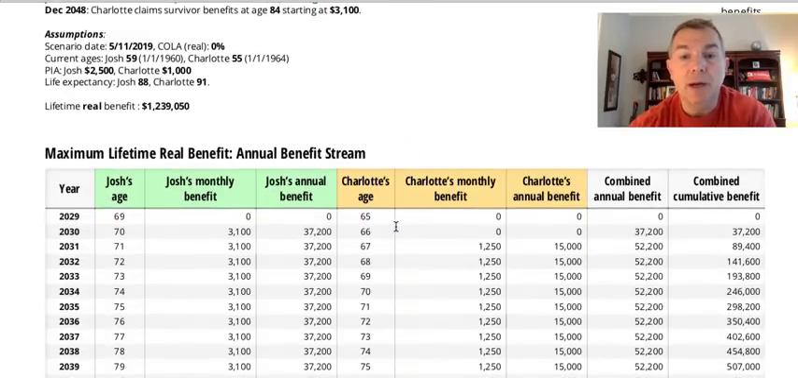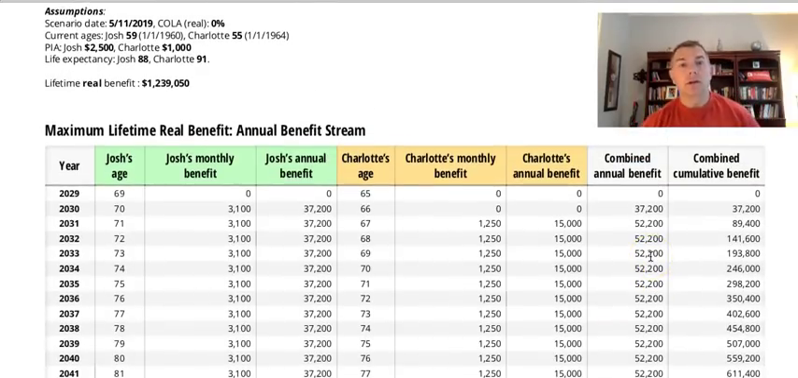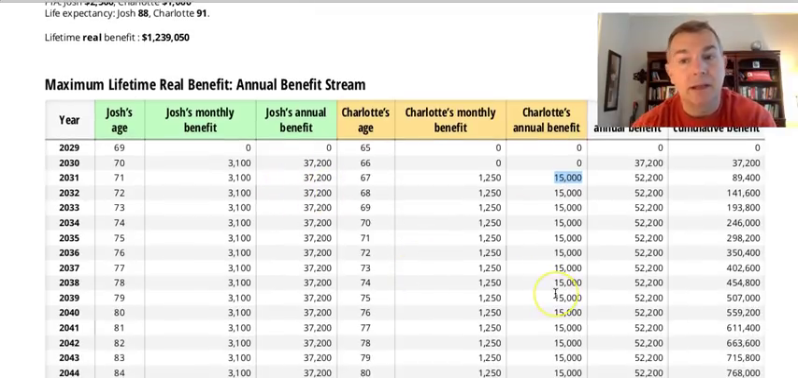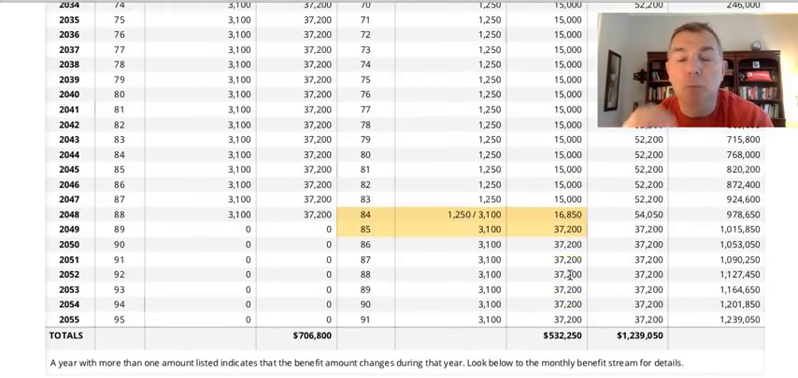And that's real money, man. I mean, look at that. We're talking $52,000 a year, and that's just with a PIA of $2,500 and her having a PIA of $1,000. We're talking $52,000 a year. Her benefit's $15,000. It's 100% of her spousal benefit, which again is 50% of my PIA. My benefit's $37,200. Look at that cumulative benefit, $1.239 million in real numbers.